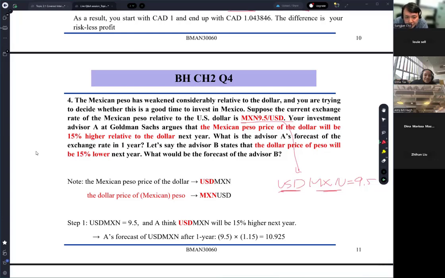We have 2 advisor A, advisor B. They produce their forecast about the future exchange rate. Now, advisor A said, Mexican peso price of the dollar will be 15% higher. What is the meaning of this one? Mexican peso price of dollar. I said dollar price of an apple.